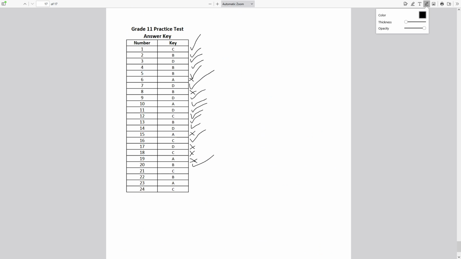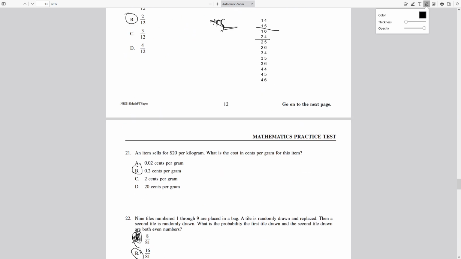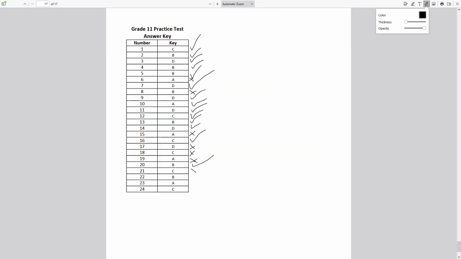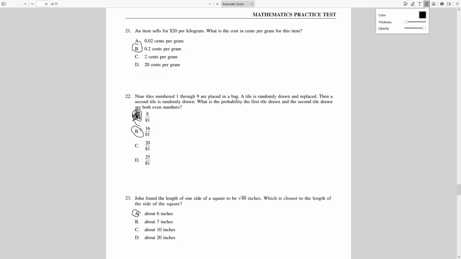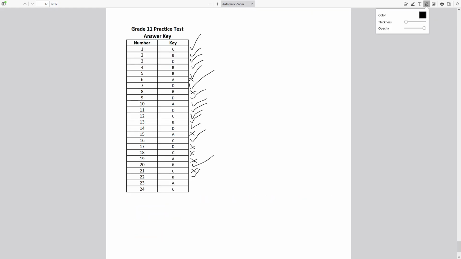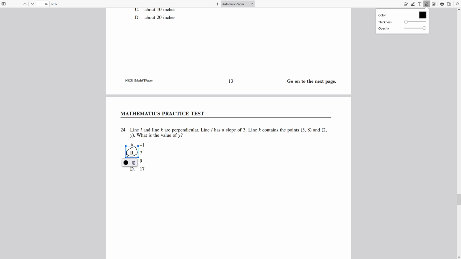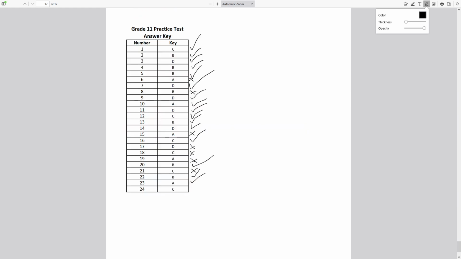C-A-B, C-B-A-C. 21 is B. Oh, damn it. I mixed up the .02 and .2. Oh, that's the oldest trick in the book. Verizon got sued over that. Oh, man. Okay, well, 22 is B. That's right. A. What? Oh, I got that wrong.